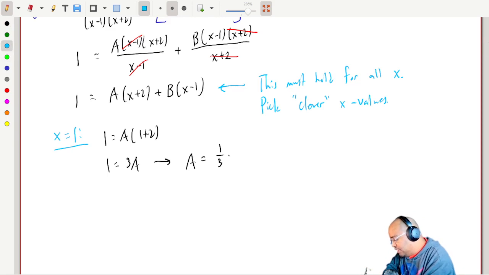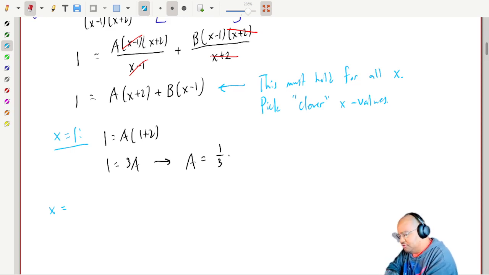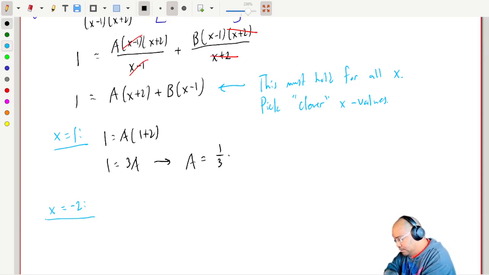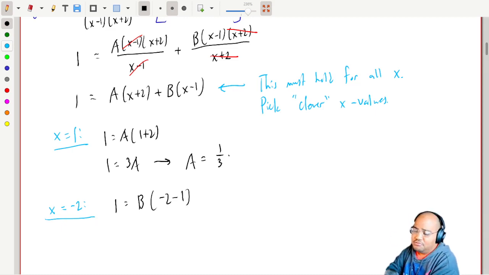And what's the other clever x value that I want to select? What's something else that will make a term vanish? You probably could guess here. If I set x equals negative 2, then the a term will vanish. I'll still have a 1 on the left-hand side, but on the right, I will have b times negative 2 minus 1. Negative 2 minus 1 is negative 3, so I have 1 equals negative 3b.